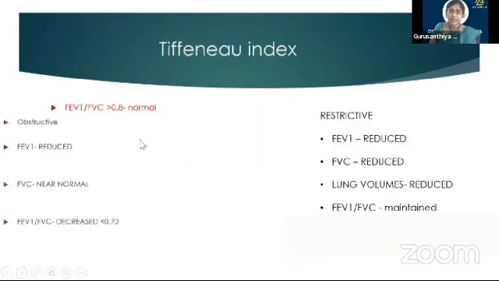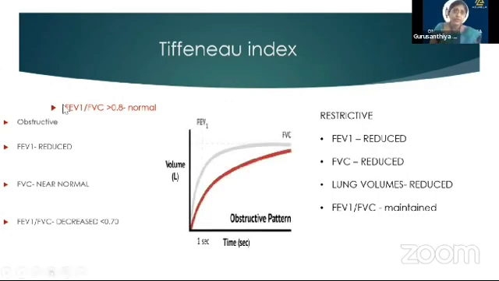So this is the Tiffeneau index, which is used to differentiate whether the lesion in the respiratory pathway is an obstructive one or a restrictive one. Normally, the value is more than 0.8. So FEV1 by FVC, the normal value is more than 0.8. The two very important lung disorders which we are worried about are obstructive and restrictive pathology.